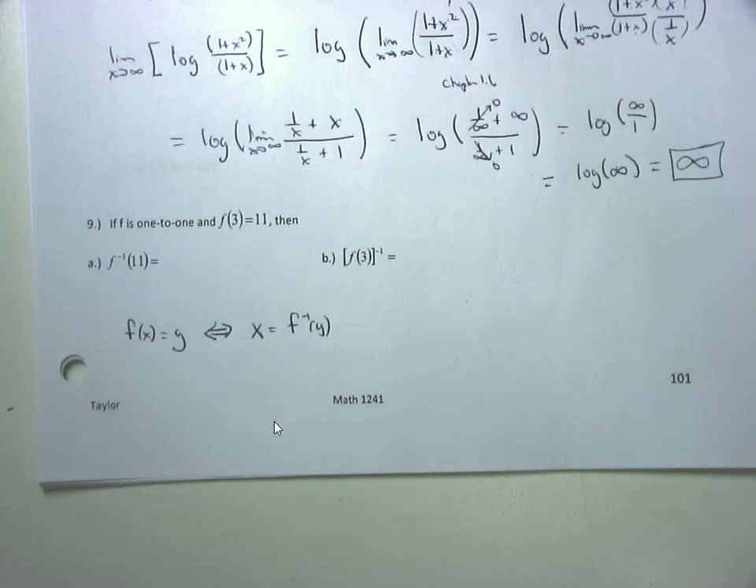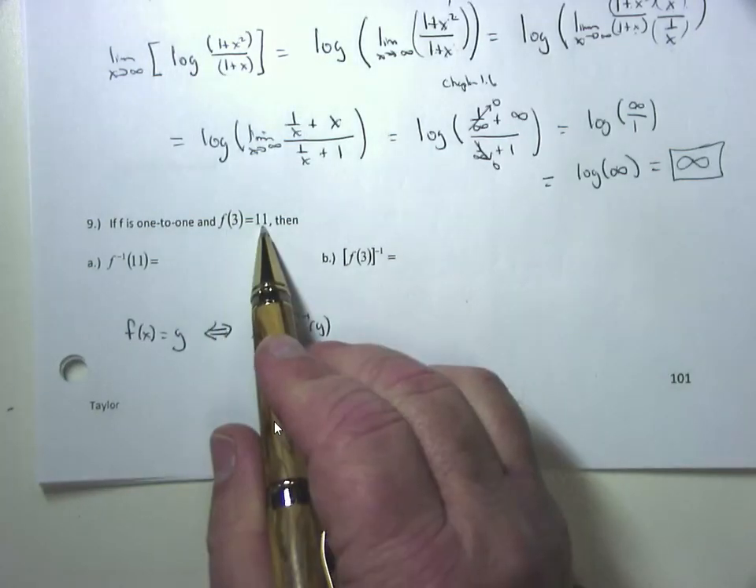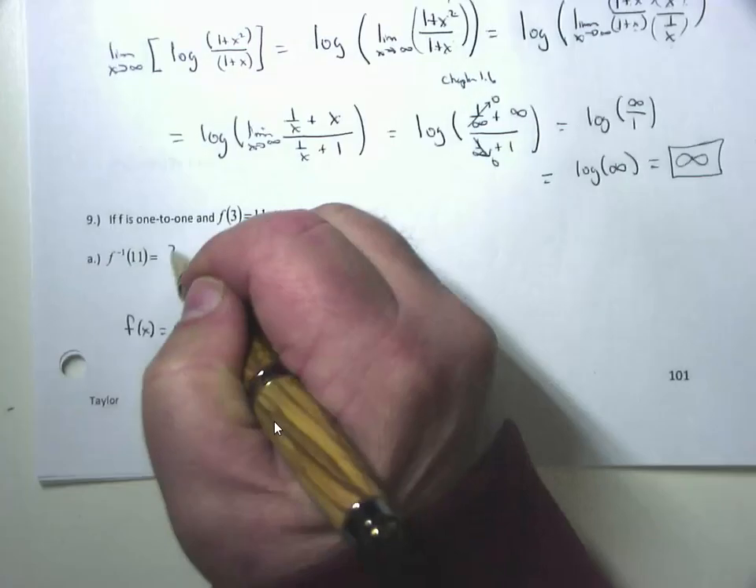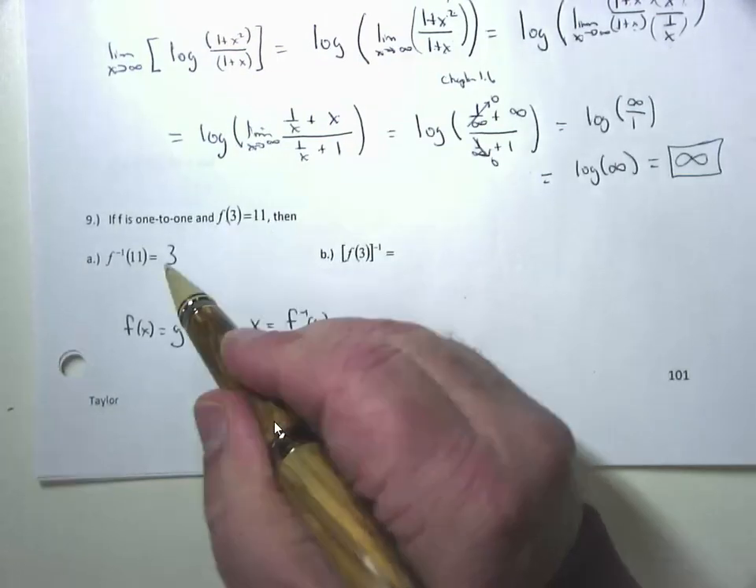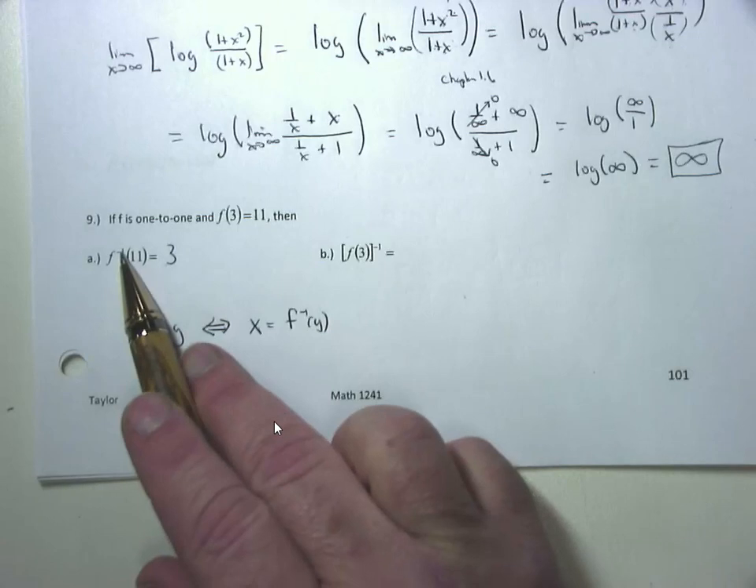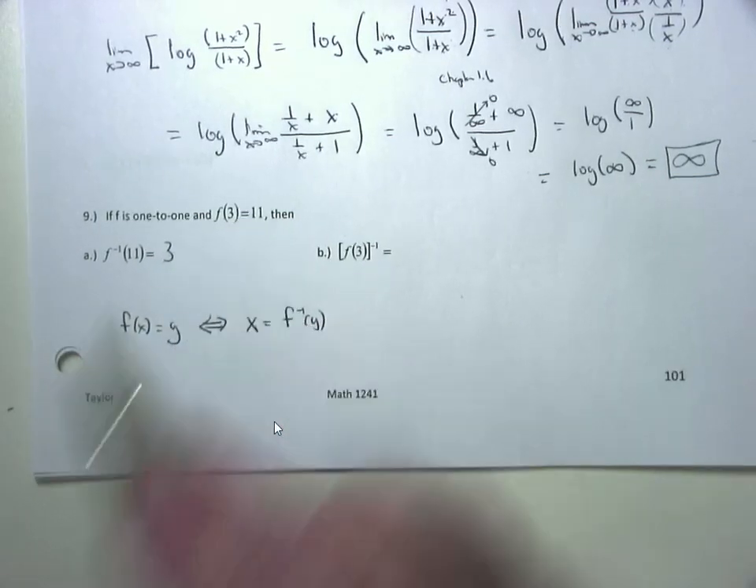So when they tell me that f of 3 is equal to 11, therefore, what can you tell me about what f inverse of 11 is going to be equal to? It's going to be equal to 3. It's the reverse of this guy. F of 3 equals 11. This is inverse. F inverse of 11 is equal to 3. These are synonymous. If you can go one way, you can go the other.